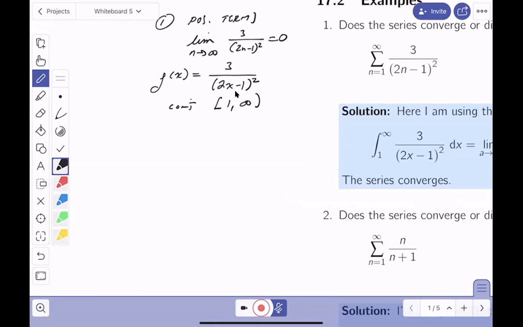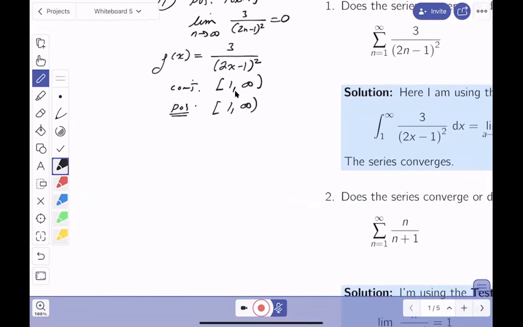What's the next thing I could say? Is it positive? I can definitely say this is always positive, certainly on 1 to infinity. So remember CPD, right? I see it decreasing. I hope you realize as I look at it that it's definitely decreasing on 1 to infinity.